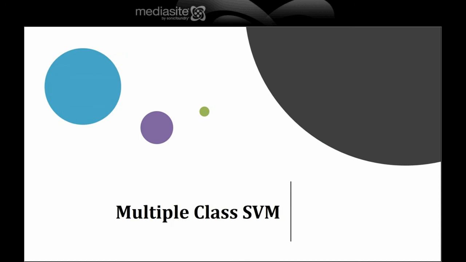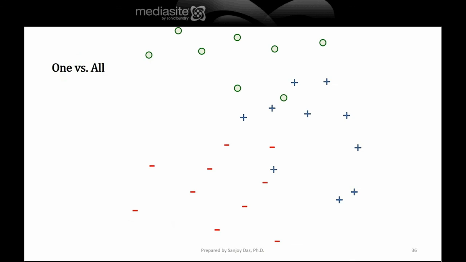Now, let's look at multiple class SVMs. So far, we have looked at binary SVMs, which divide points into two classes, pluses and minuses. But what if we have more than two classes? In this schematic here, we have three sets of points: the red minuses, the blue pluses, and the green circles. And the simplest method of developing an SVM classifier is through the one versus all method.